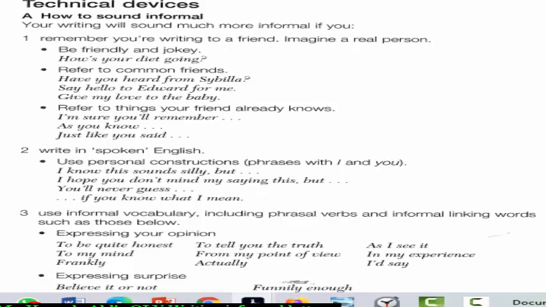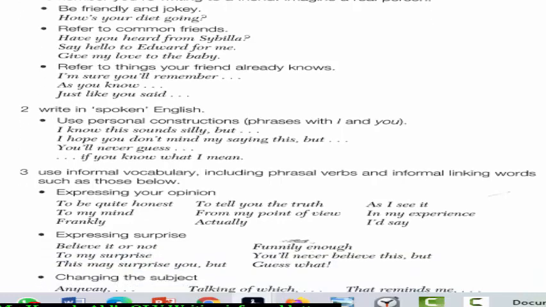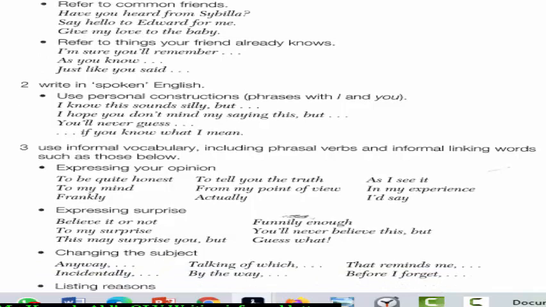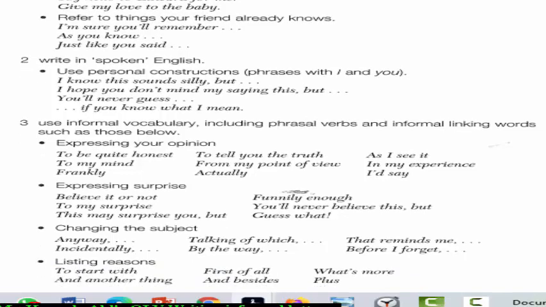Number 2, write in spoken English. Use personal construction phrases with I and you. For example, I know that, or I know this sounds silly, but, or I hope you don't mind my saying this, but. That sounds like spoken English. Use informal vocabulary, including phrasal verbs. In informal letters, you can use phrasal verbs and linking words, such as these. These are examples of linking words expressing your opinion: to be quite honest, to tell you the truth, as I see it.